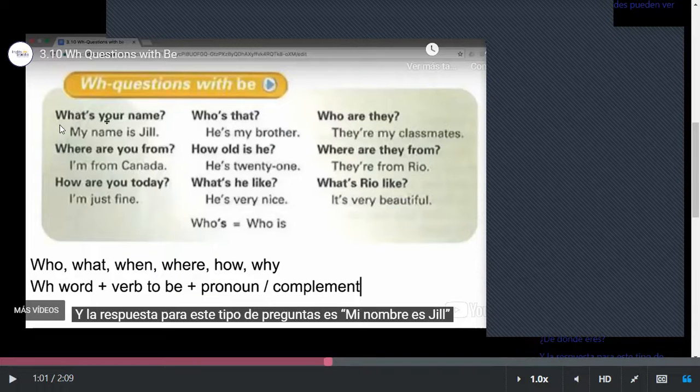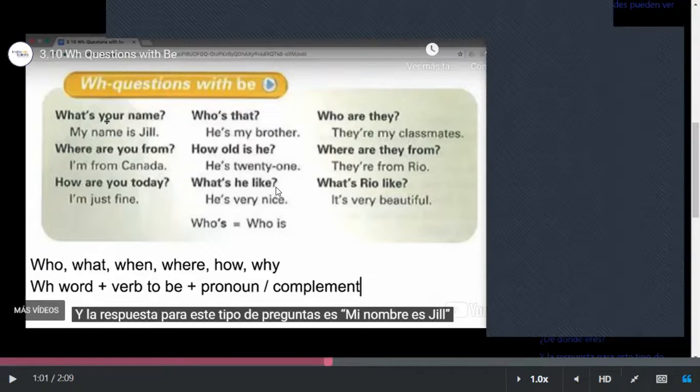Podemos jugar con todo esto, ¿verdad? Las WH words, haciéndolas singular, haciéndolas plural. A ver, Wilfred, go ahead. My favorite singer is Michael Bolton. Your favorite singer, okay. Julio Iglesias. Entonces sería my favorite singers, plural. My favorite singers, verbo to be, are. My favorite singers are Michael Bolton and Julio Iglesias. You got it. Okay.